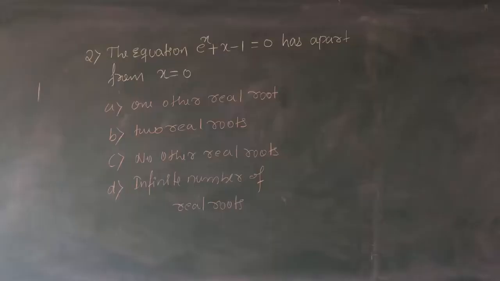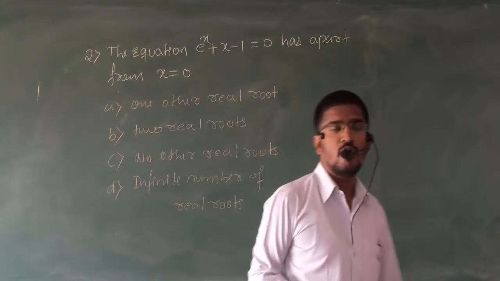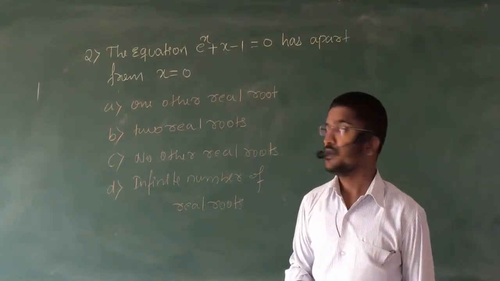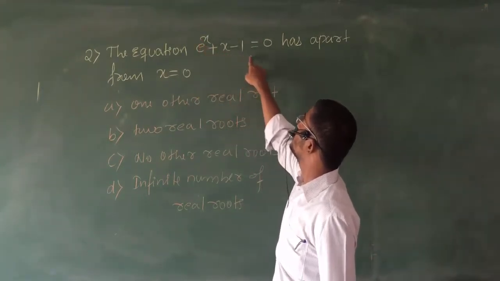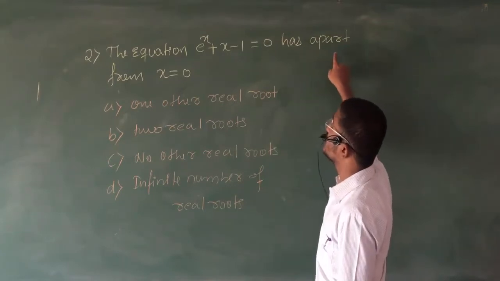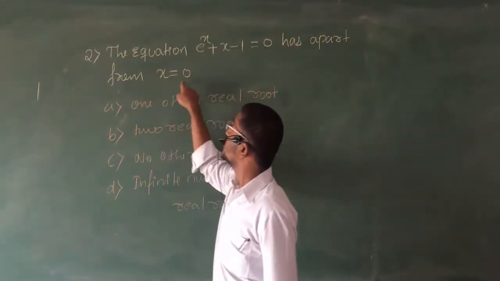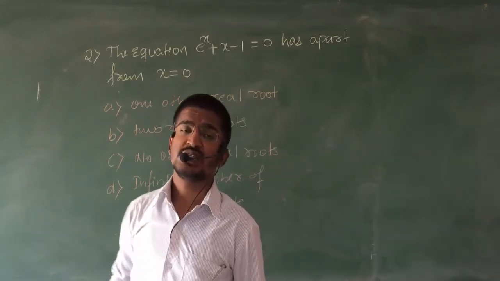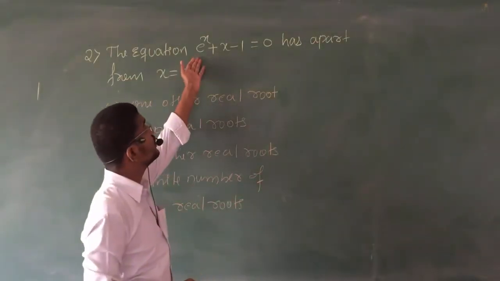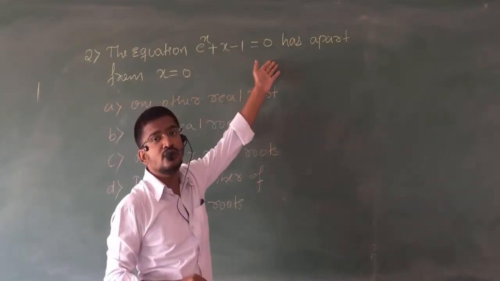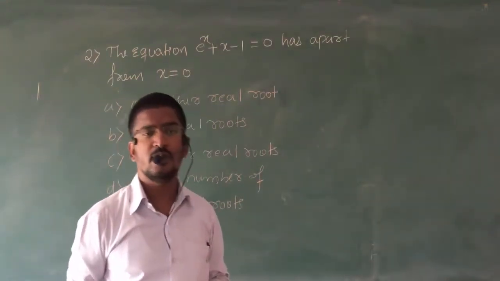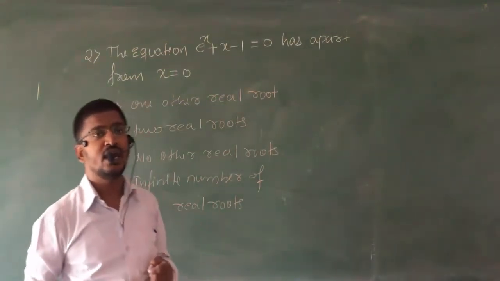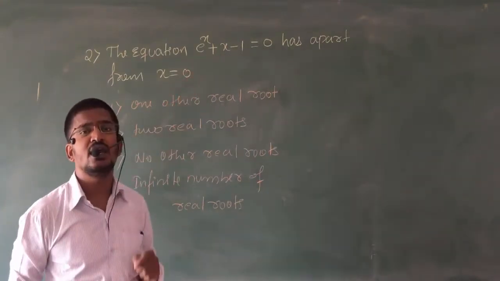Okay students, now let us go for problem number 2. The equation e raised to x plus x minus 1 equal to 0 has, apart from x equal to 0, how many solutions? That means x equal to 0 is already a solution for this particular equation.